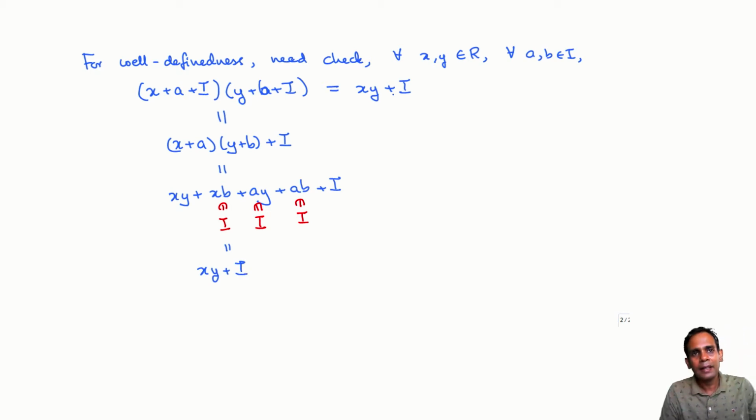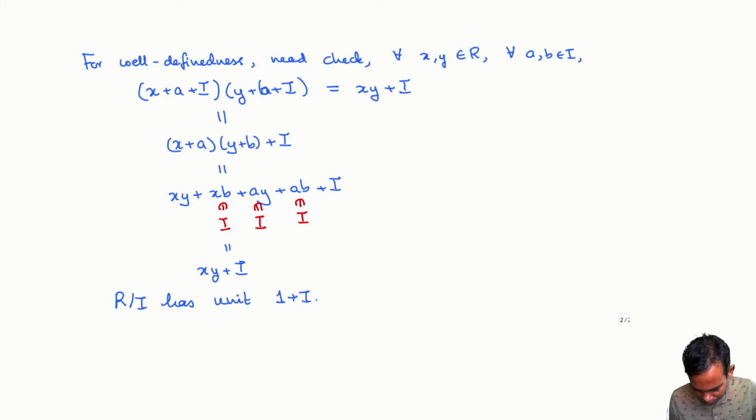So the product is well defined, and then you need to check properties like associativity of the product, that there is a unit, and that it distributes over addition. But these are easily checked to be inherited from the corresponding properties for the ring R. I'll just mention that the unit of the ring R mod I is just the coset of the unit in R. The only issue is when I is actually equal to R. When I is equal to R, then R mod I is trivial, and then this ring cannot have a unit.